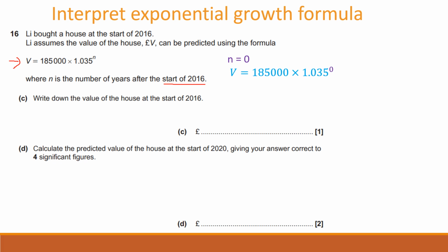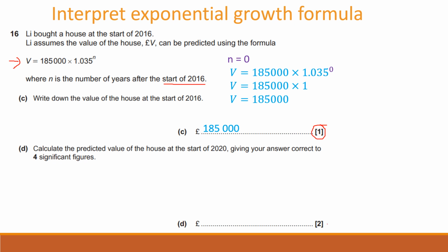Now you should know anything to the power of 0 is 1. But if you're unsure, you're allowed a calculator on this question. So type it in on your calculator. Make sure you know how to use your calculator to get the answer, which is 185,000 times by 1, which is just 185,000. Make sure you write it on the answer box or line even, and then that will tell you how many marks you've got for that question. So this question was worth 1 mark.